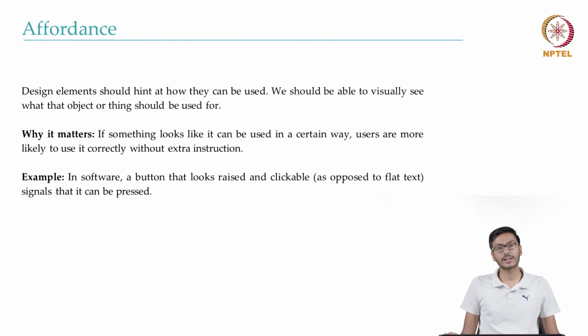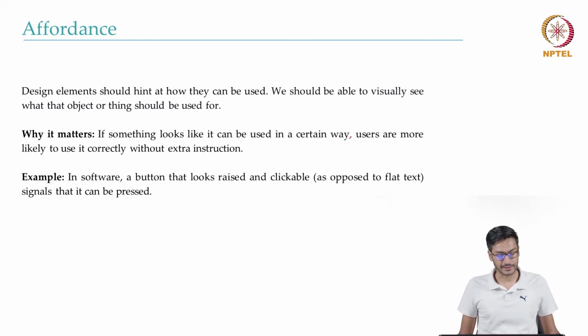The next and the last design principle we have to cover is affordance. Design elements should hint at how they can actually be used. In short, they should be self-explanatory and the products talk for themselves. We should be able to visually see what that object or thing is being used for.